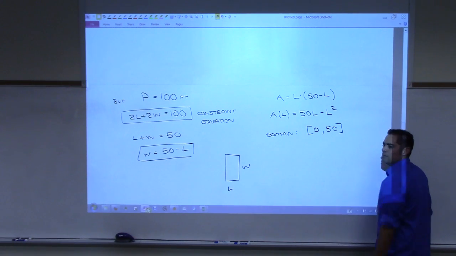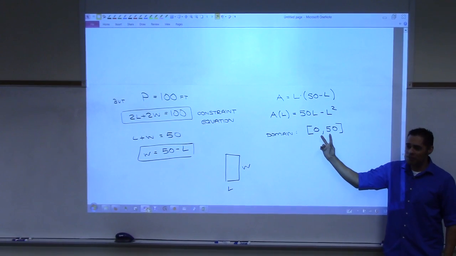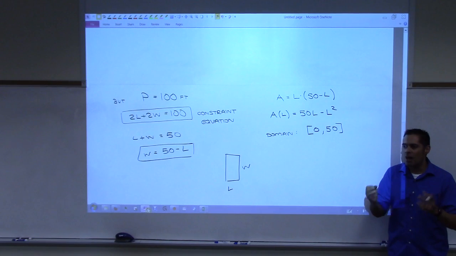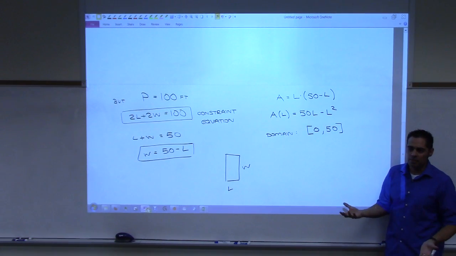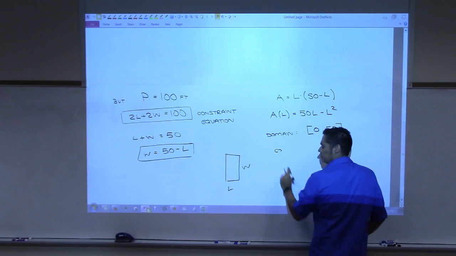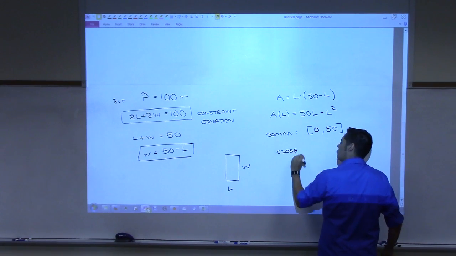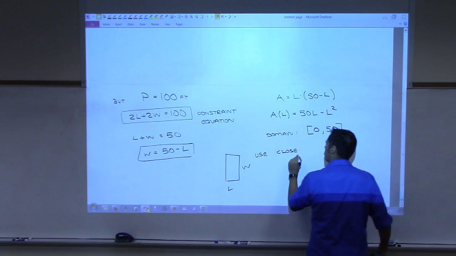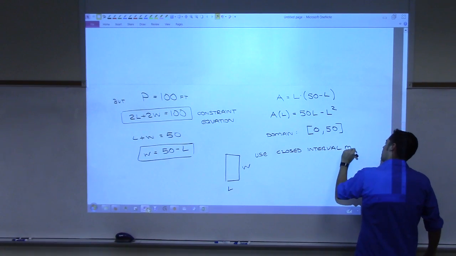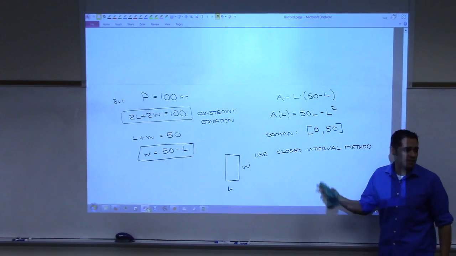So 50, close it. Do y'all understand these two values are the crazy farmer doing 50 and 0? But somewhere between there lies the best answer, the optimum answer. So I'm going to use at this point the closed interval method, right, to find the global maximum and global minimum.